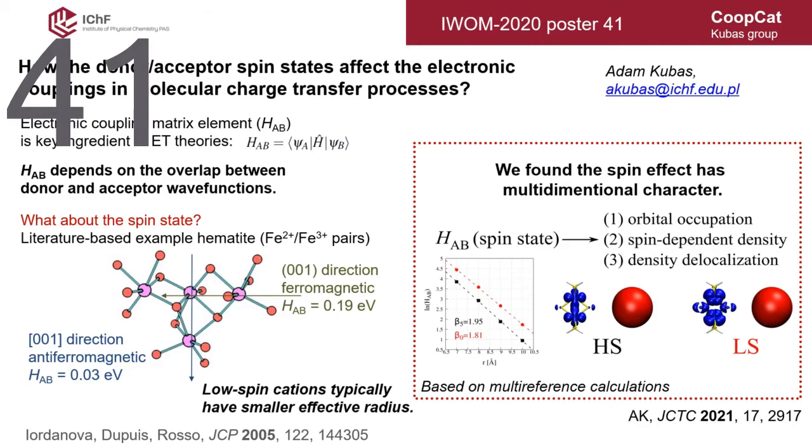The literature on this is really scarce, and one of the rare examples comes from Kevin Rosso's group. They focus on hematite and the anisotropy of electron transfer in this material. You see on this slide that in the ferromagnetic direction, the electronic coupling is way higher than in the antiferromagnetic direction. The explanation proposed is that the low spin cations typically have smaller effective radius. But is it that simple?